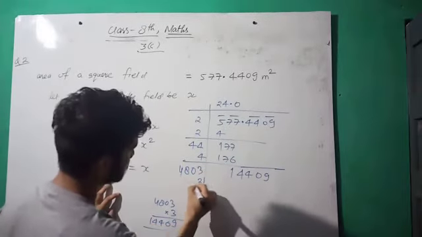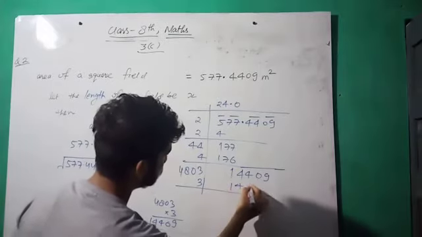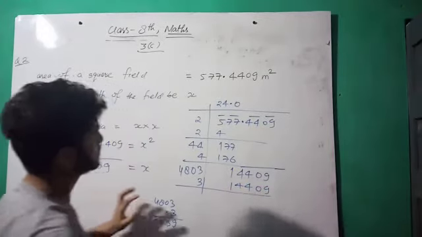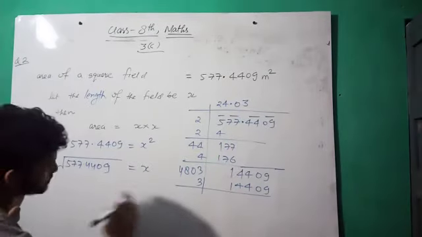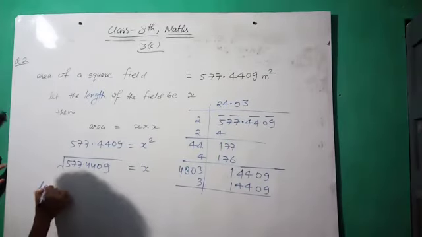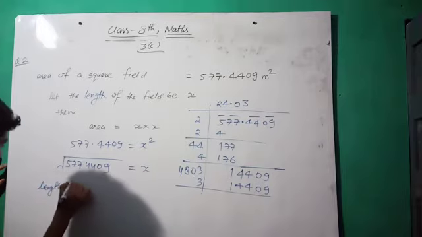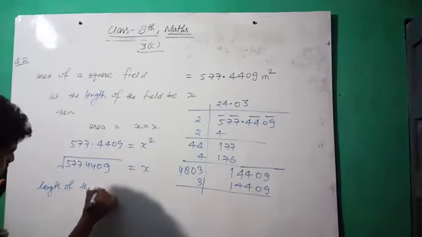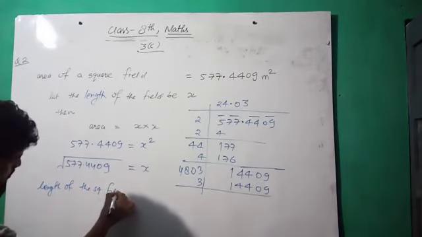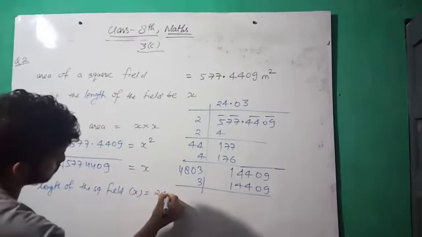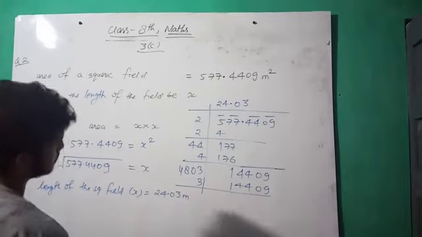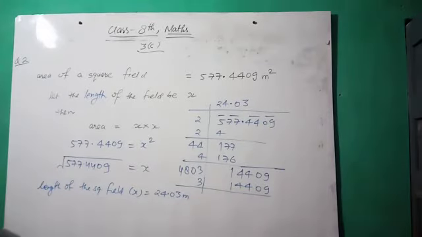So we have to multiply it by 3, 14409. So this is the square root of 24.03. So the length of the square field, that is x, equals 24.03 meter. Okay, so this is the answer.